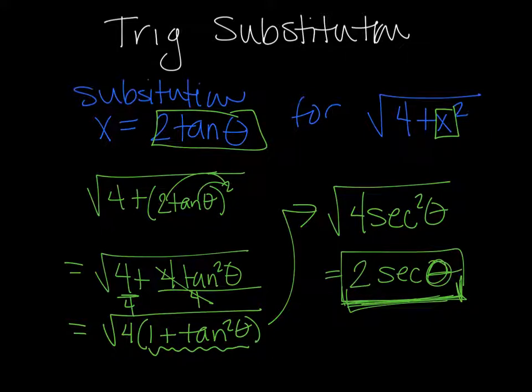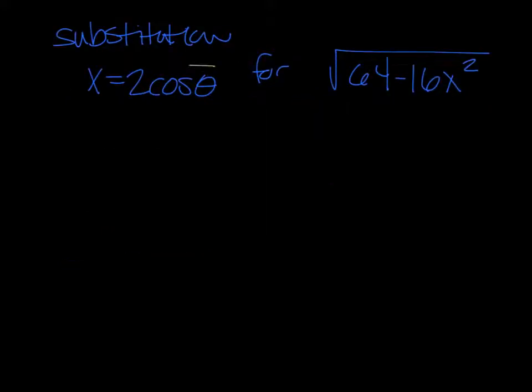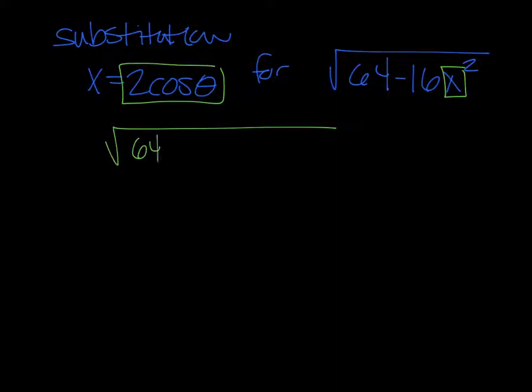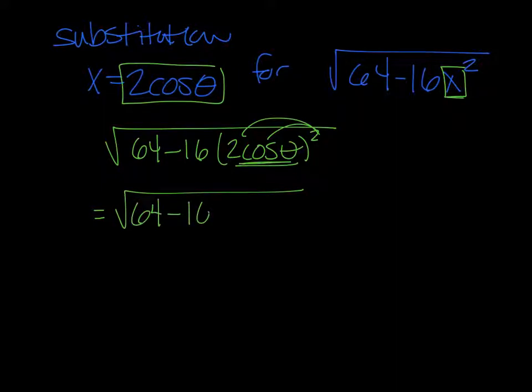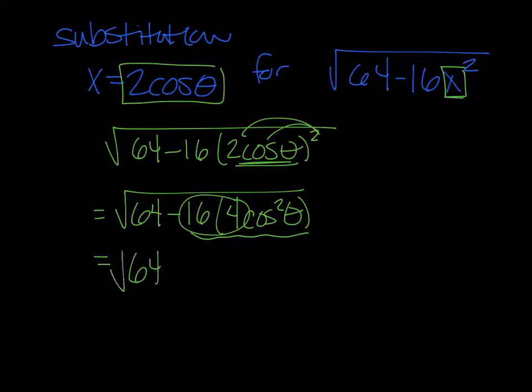So let's try another one, just so you get the idea of this. All right, so here I have my substitute right here, and I'm going to plug it in for the x right there. So I have the square root of 64 minus 16 times 2 cosine theta, all being squared. So the only thing different is that I put that in for x. And then I got to do my math. This is all being multiplied, so I can distribute the 2. So now I have the square root of 64 minus 16 times 4 cosine squared. And then I do whatever math I can here. I can multiply all this together, which means I multiply these two. So now I have the square root of 64 minus 64 cosine squared.